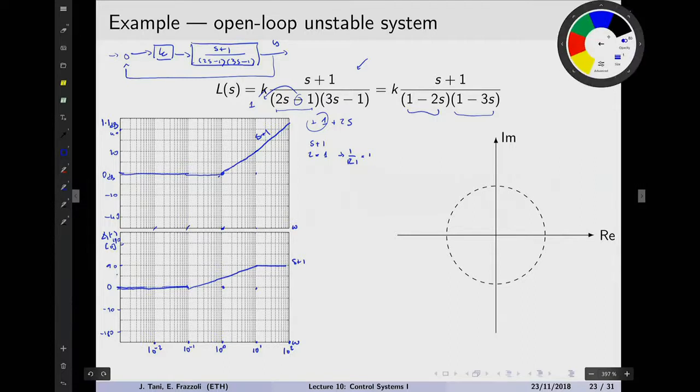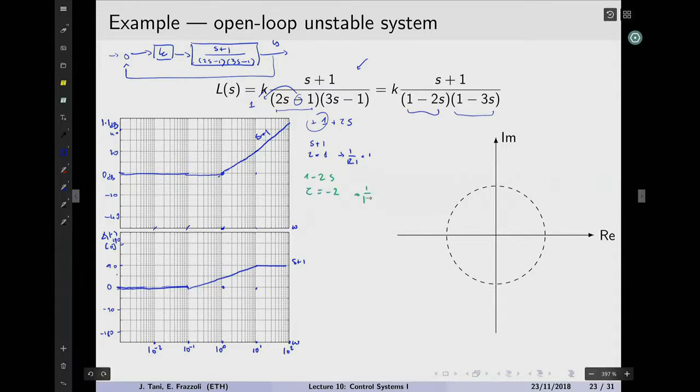Okay, now let's go to the next one. I'll switch color to a hope green. So 1 minus 2s, same thing as before. This time tau is equal to minus 2. It means that the breakout frequency is equal to 1/2. So if this is 1, 1/2 is 0.5, so it means 1, 2, 3, 4, 5, it's here. Okay, this term here is 0.5. Okay, so it's roughly here.